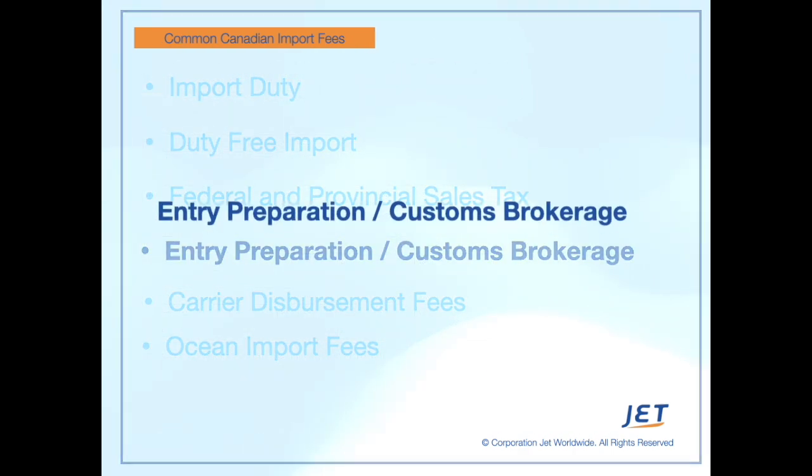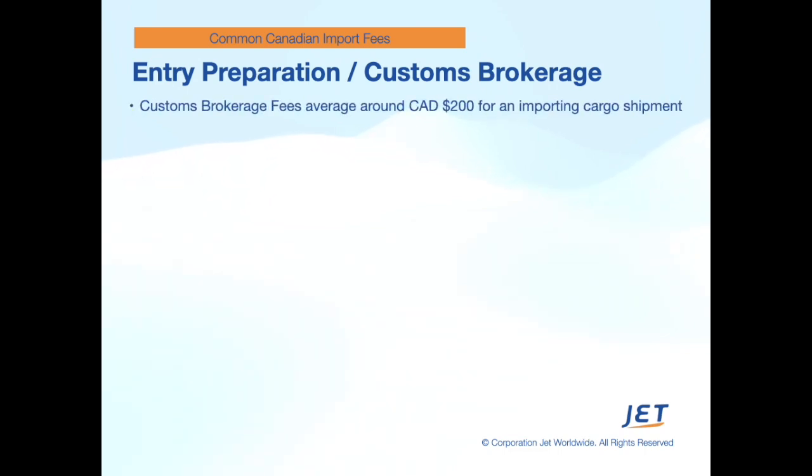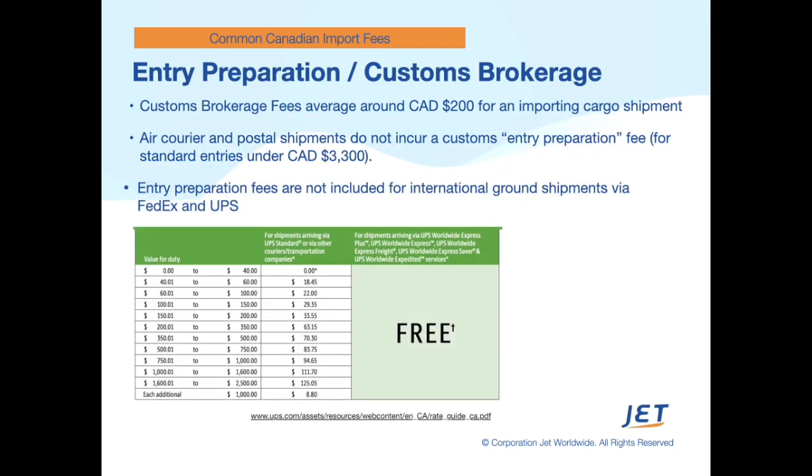Customs entry fee. For freight shipments, the customs brokerage fee averages between $100 and $200. Packages importing via the post or via air courier generally do not charge an entry preparation fee for standard entries. However, parcels arriving via FedEx or UPS ground are subject to an entry preparation fee that escalates with the value.